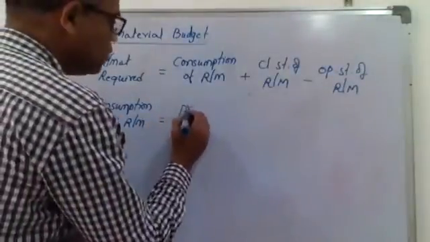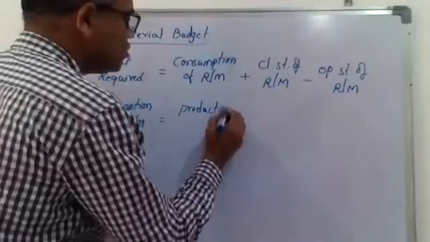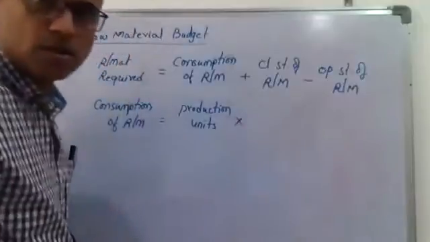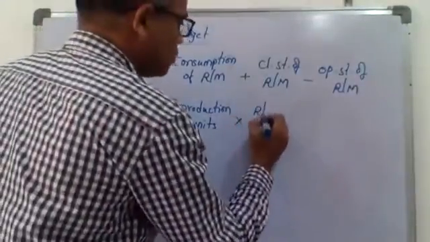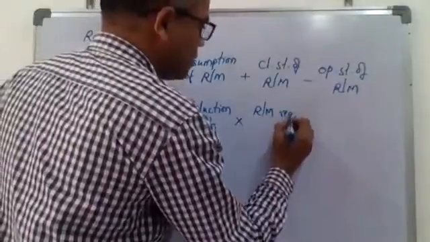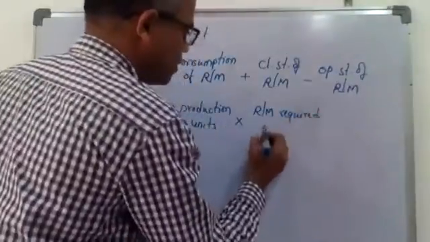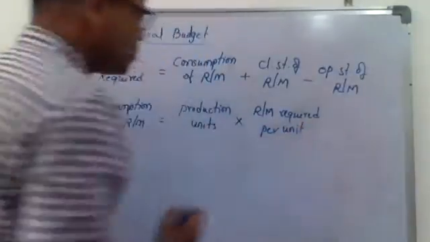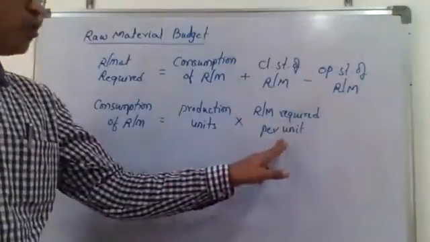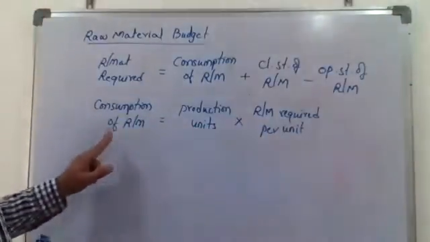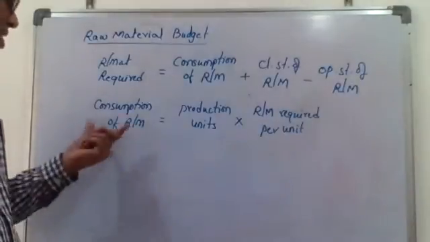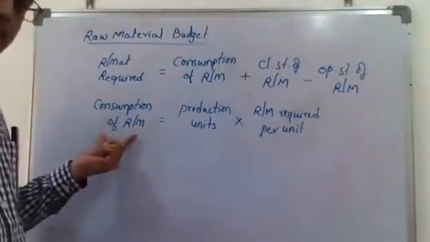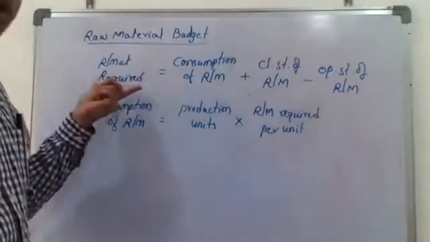It is how many units you are going to produce, the production units, multiplied by the raw material required per unit of finished product. So what is the raw material required for 1 unit? You multiply it with the production units, and you'll get the consumption of raw material. This consumption is used here. So the production units help us find out consumption, and the consumption helps us find out the raw material required.